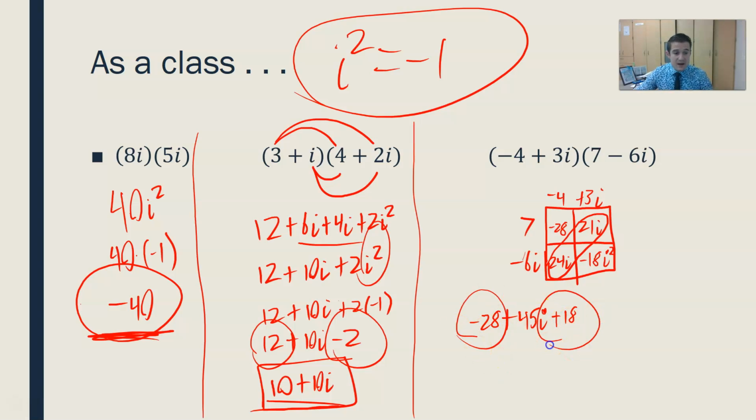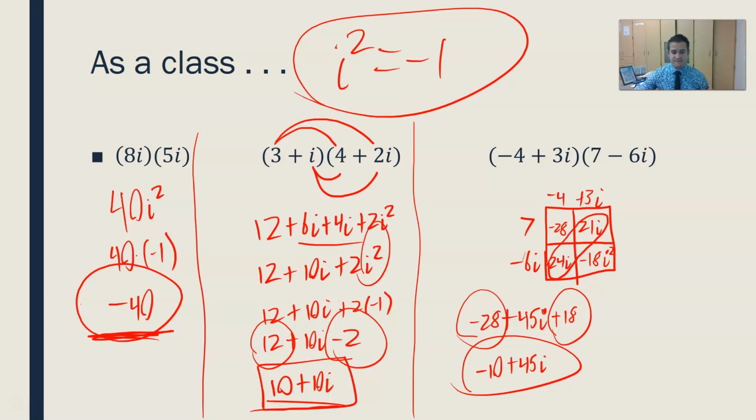Well, now I can combine these numbers together. Not the i, just the 18. Negative 28 plus 18 is going to give me a negative 10. Negative 10 plus 45i, that is my final answer. Negative 10 plus 45i.